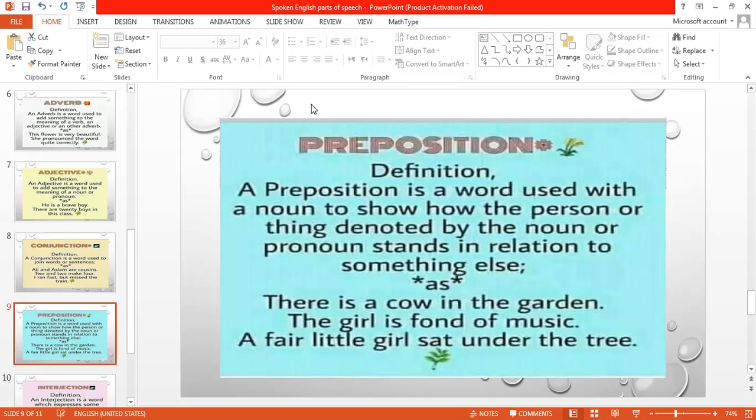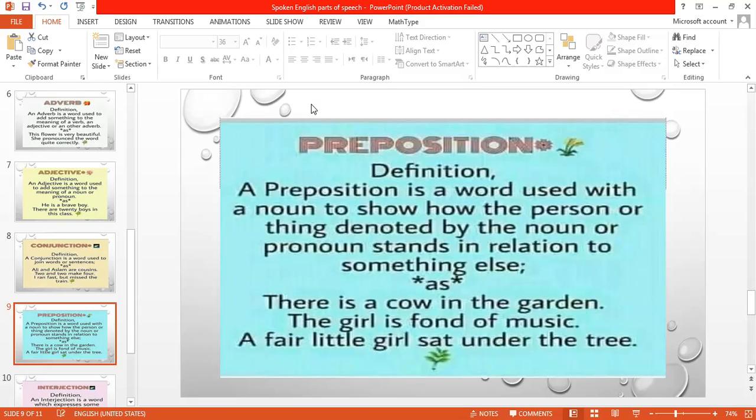In the garden. So in, on, off, over, between, these are prepositions, and they tell us the association and relationship between a person and a thing in a proper way. The girl is fond of music. She is fond of music. Fond of music. We will not say fond to music.